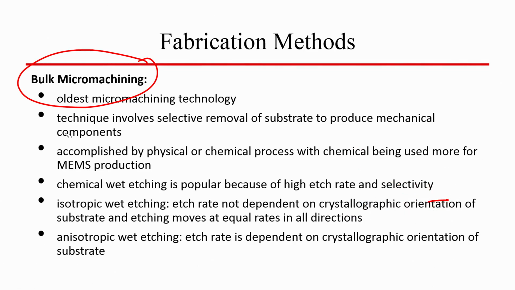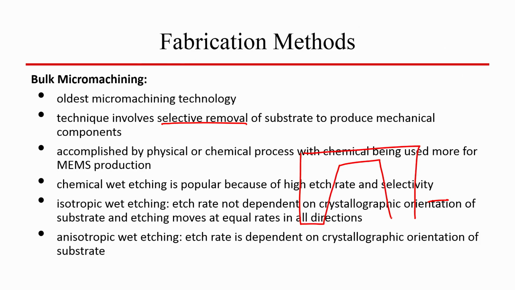The technique involves selective removal of substrate to produce mechanical components. So, this selective removal of material, that means what? If I have silicon dioxide, my silicon which is protected by silicon dioxide will not get etched. Only silicon that was not protected by silicon dioxide, when we created a window in the previous design, will get etched, which is like here.